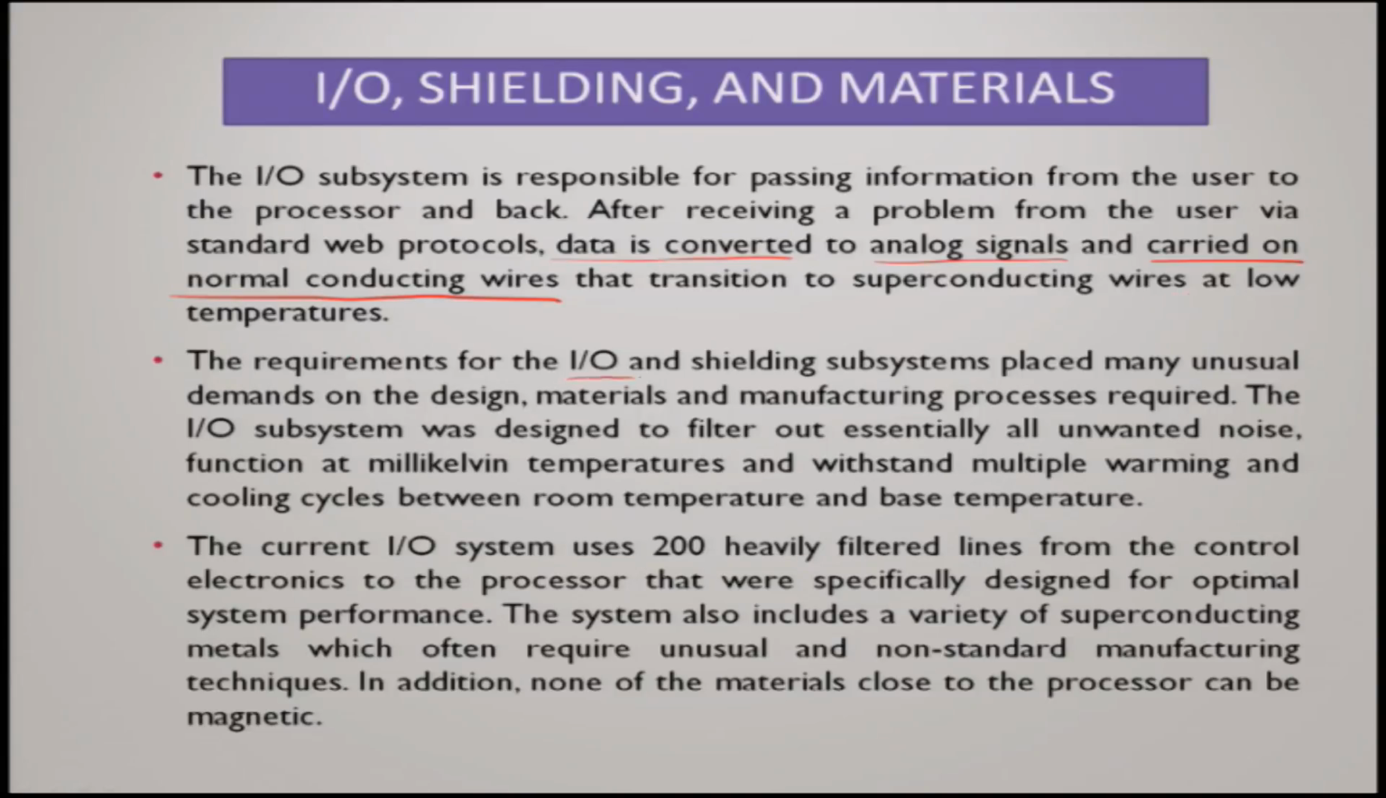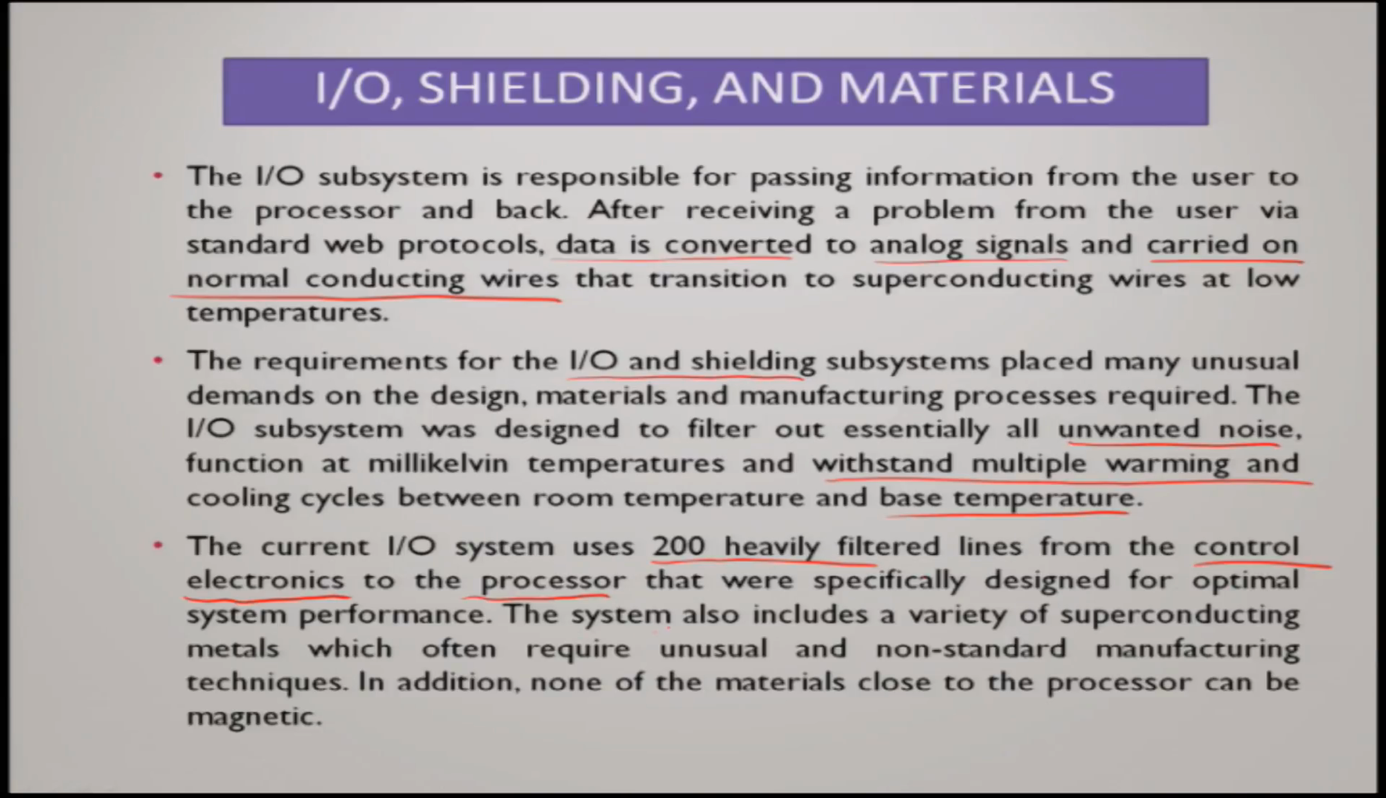The requirements for the input output and shielding subsystems placed many unusual demands on the design, materials and manufacturing processes required, and that is typically expected. The I/O system was designed to filter out essentially all unwanted noise at millikelvin temperatures and withstand multiple warming and cooling cycles between room temperature and base temperature. The current input output system uses 200 heavily filtered lines from the control electronics to the processor.